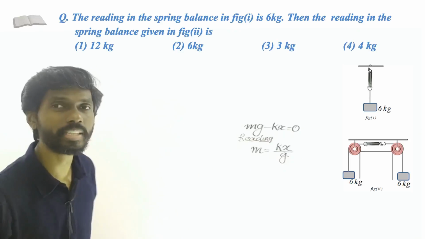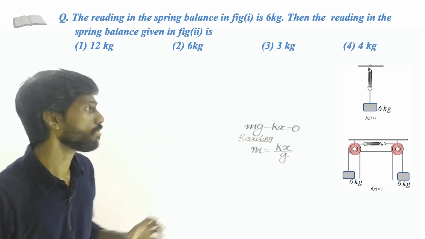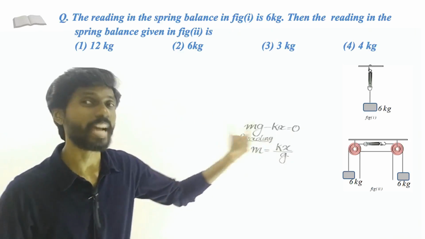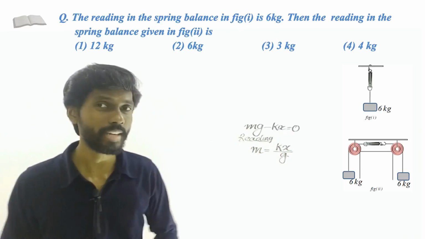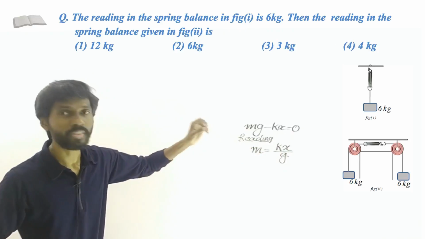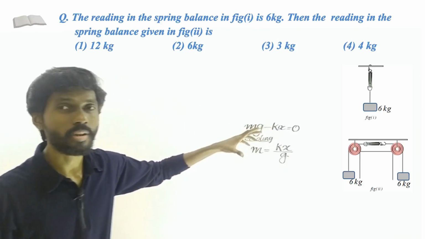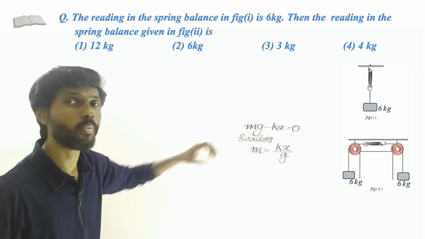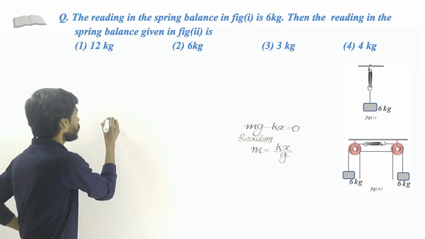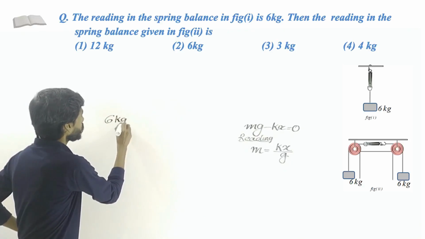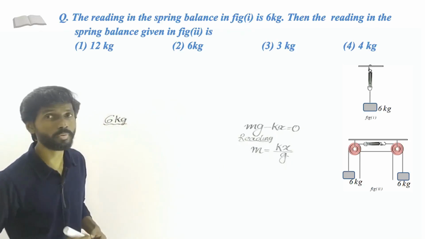What about the second case? It looks as if there is a mass of 6 kg that side and a mass of 6 kg this side, so the total mass is 12 kg. No, it is not like that. See, the elongation of the spring balance in the second case, what is that? What is the total force acting on the 6 kg block? Take any one 6 kg block, what is the total force acting on the block?